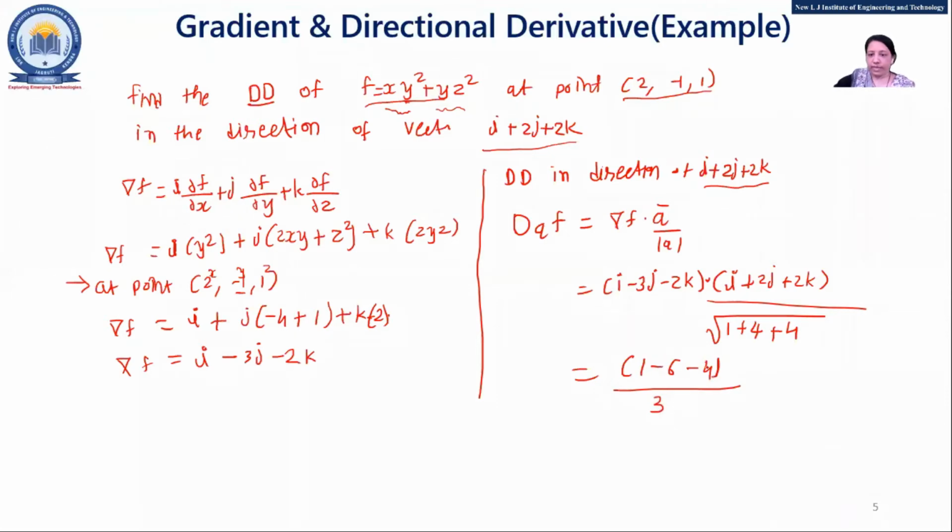Fine. Now 1 minus 6 and minus 4, so in that we had 9 minus 9, so your answer would be minus 3. Okay, fine. Anyone doubt? Yes, minus 3 is the answer. Fine, minus 3 is my answer. So these are simple examples of gradient and directional derivative, right?